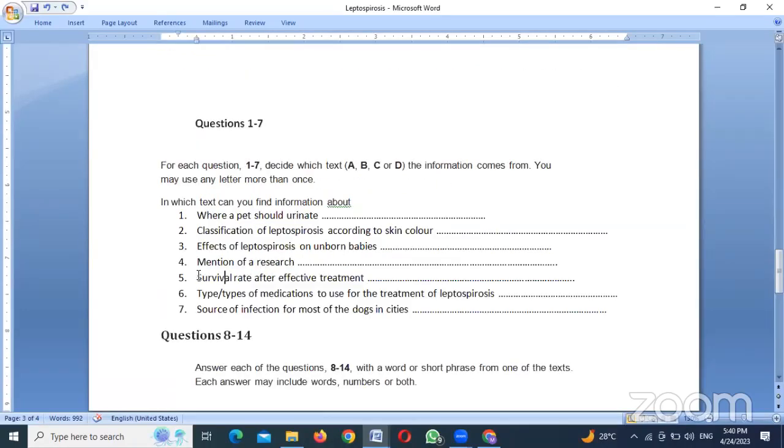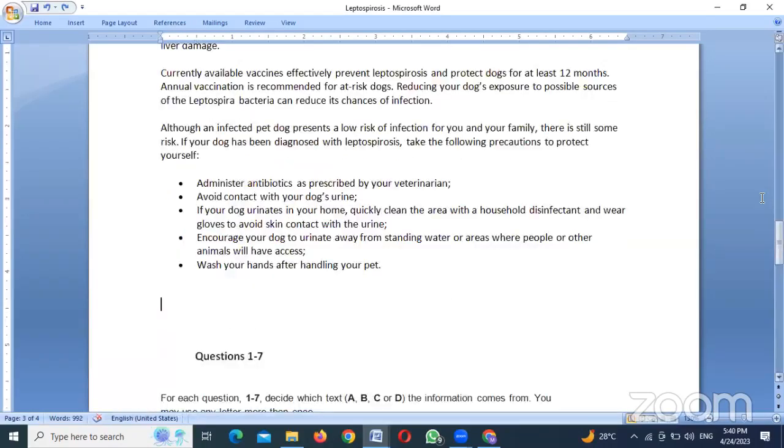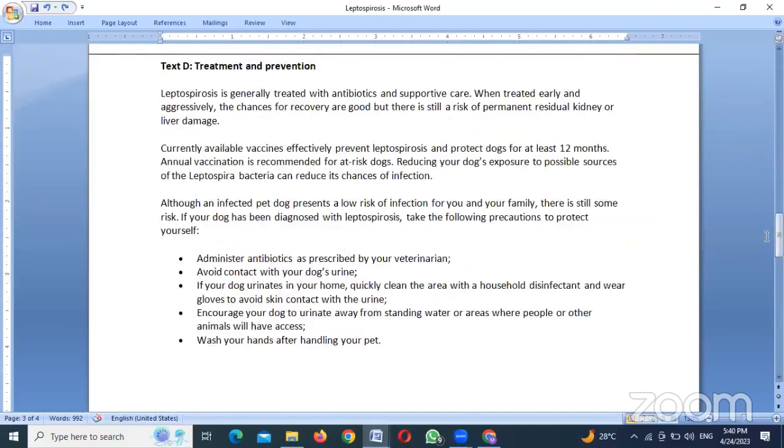So now tell me, survival rate after effective treatment, in which text is it possible? Is it in text D, treatment and prevention? So it is possible, yes. But if you think the answer is in A, let us go with her. So if you find the answer, just tell me I found it. Okay, don't tell me the answer.